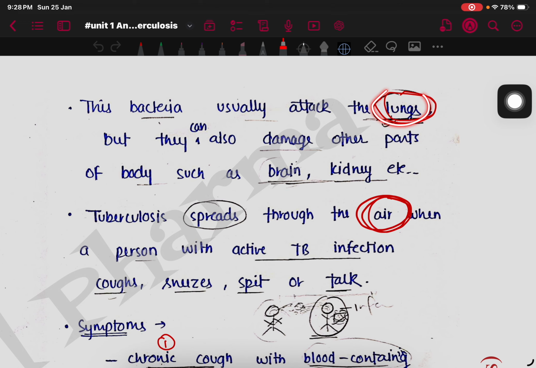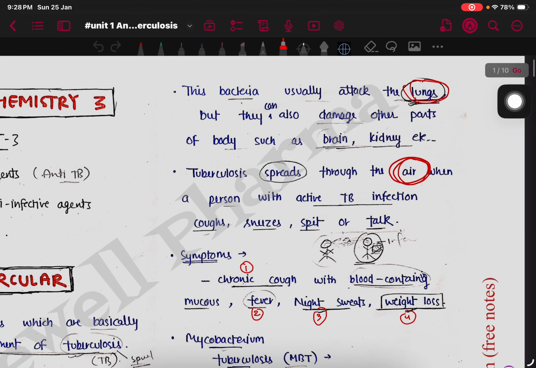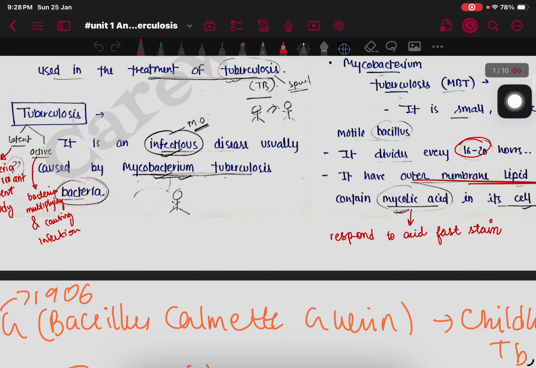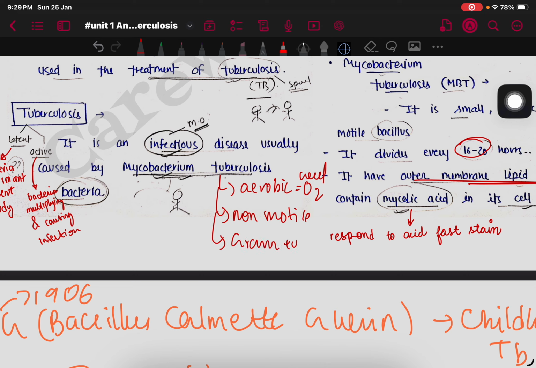This bacteria usually affects the lungs, mainly because they are aerobic. Mycobacterium tuberculosis is aerobic, so it needs oxygen. Second, they are non-motile and gram positive bacteria. For staining we need the Ziehl-Neelsen dye test, in which it shows purple color.